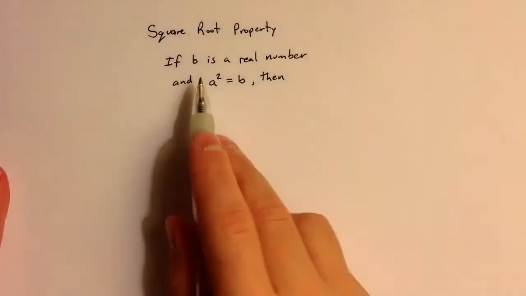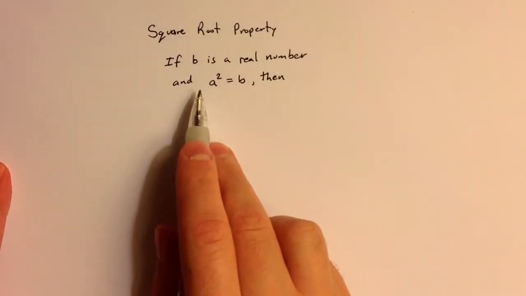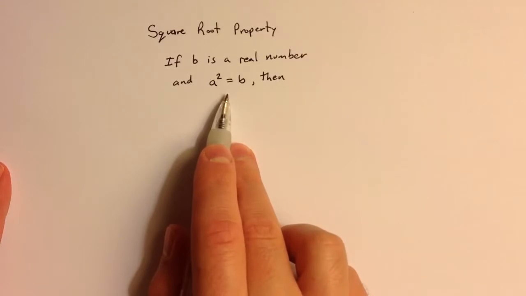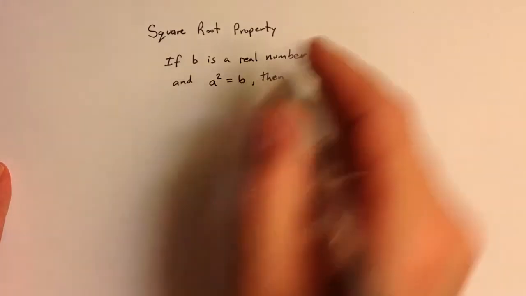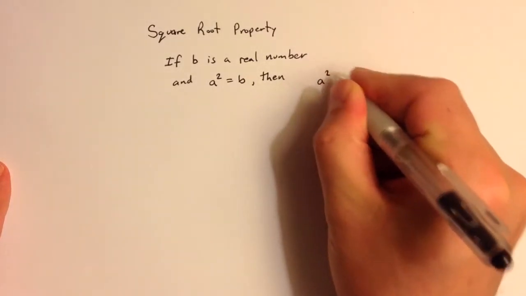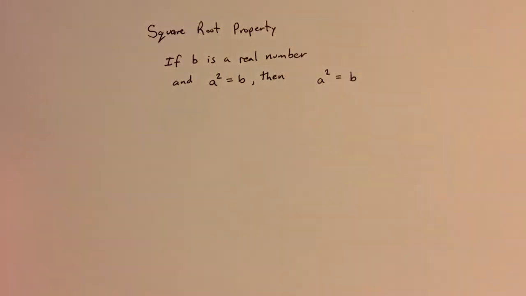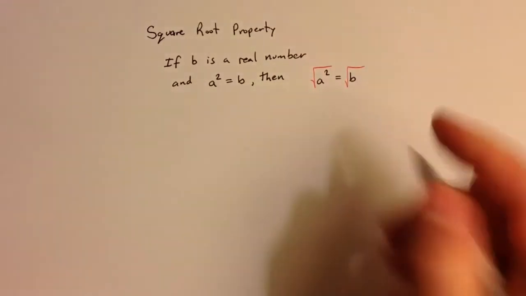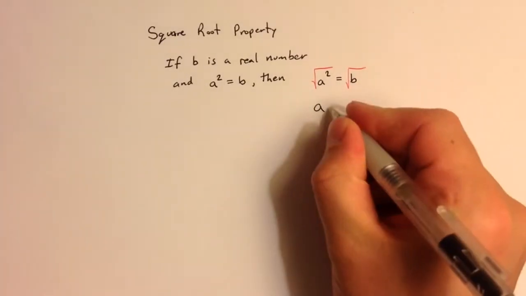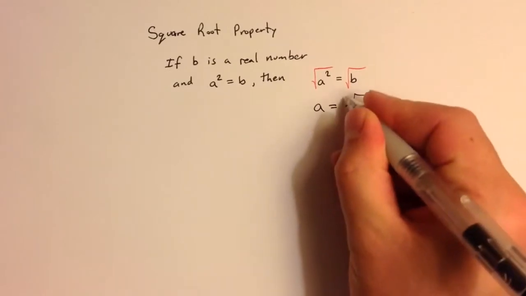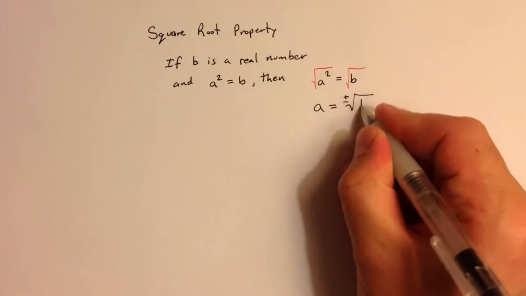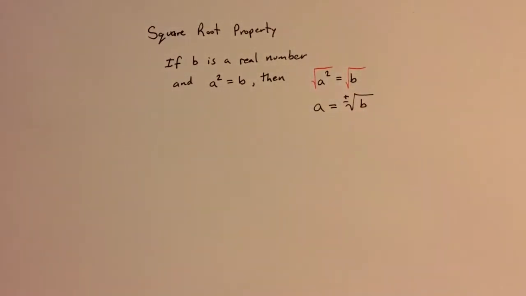The square root property allows us to solve certain types of quadratic equations. The square root property says if b is a real number and a squared equals b, I can take the square root of both sides to solve for a. But when we do that, there are two possible solutions. a could equal the positive square root of b or the negative square root of b.